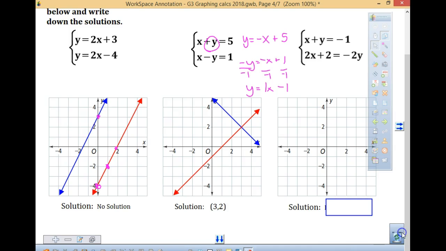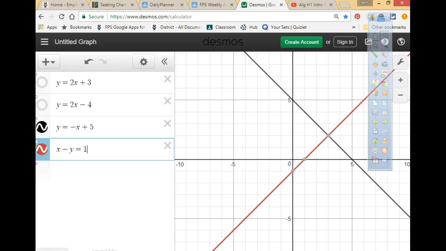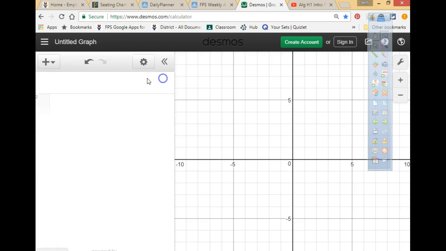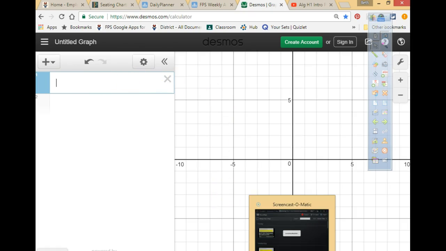So my solution was the ordered pair 3, 2. And 3 plus 2 equals 5, and 3 minus 2 equals 1. So it checks in both equations if I'm looking at that. Okay? So please put in this last one, and as you write that equation in, we're going to write it exactly as it's written in your workbook.